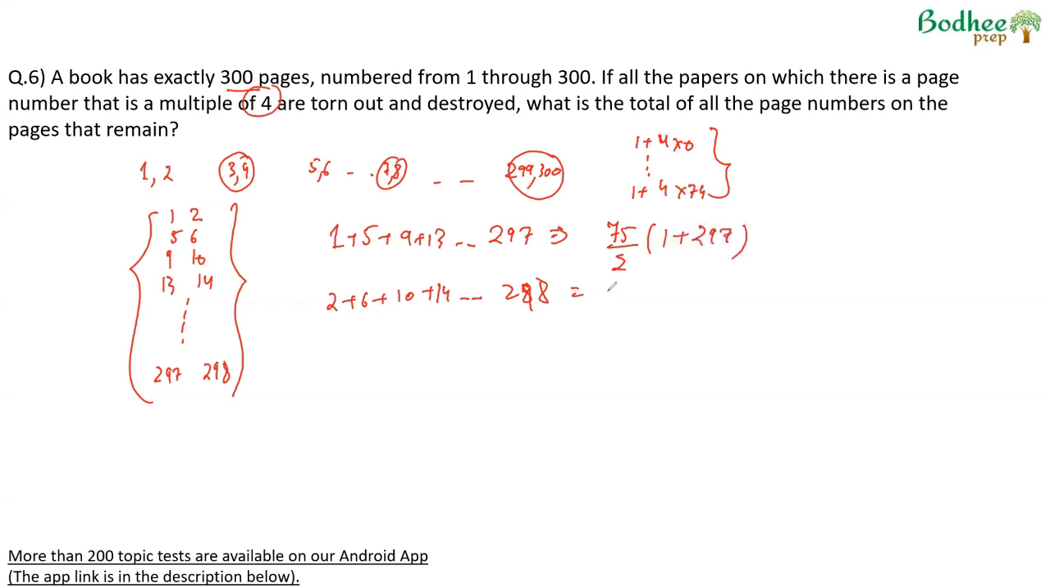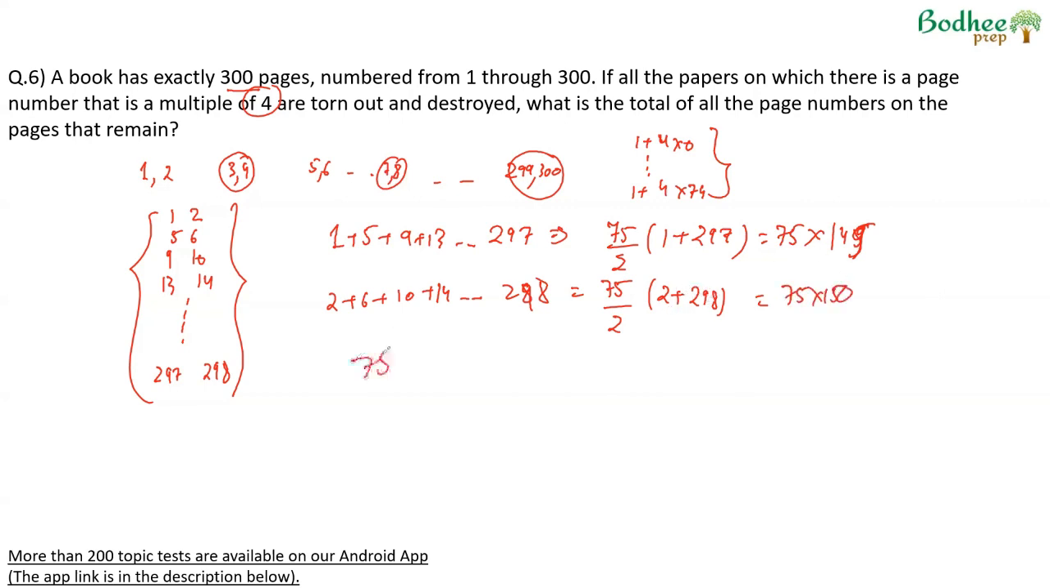So the sum of this arithmetic progression will be n by 2 into first term plus last term. The number of terms will be the same, n by 2 into first term plus last term. This becomes 75 into 298 by 2, that is 149. And here it will be 75 into 2 plus 298, 300, so 75 into 150.